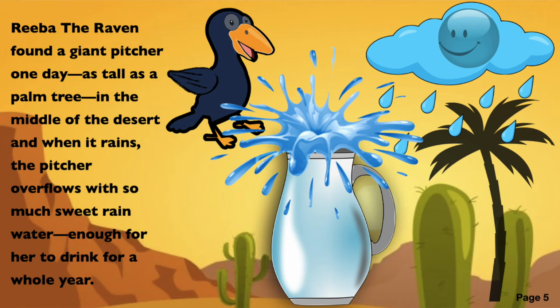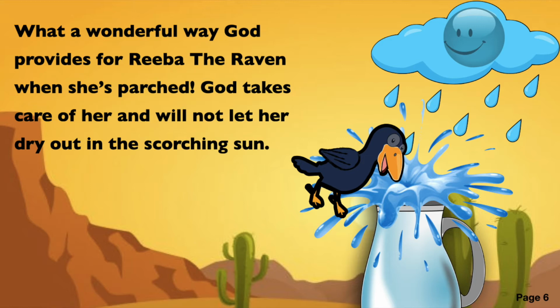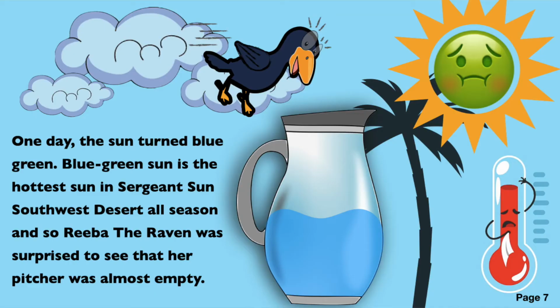Reba the raven found a giant pitcher one day, as tall as a palm tree, in the middle of the desert, and when it rains, the pitcher overflows with so much sweet rainwater, enough for her to drink for a whole year. What a wonderful way God provides for Reba the raven when she's parched. God takes care of her and will not let her dry out in the scorching sun.